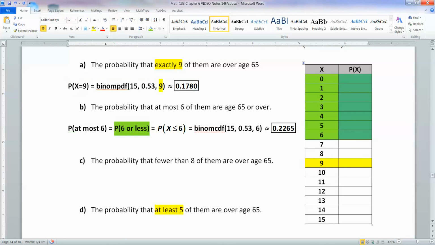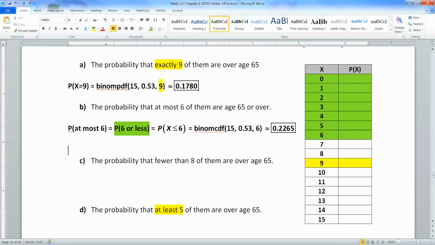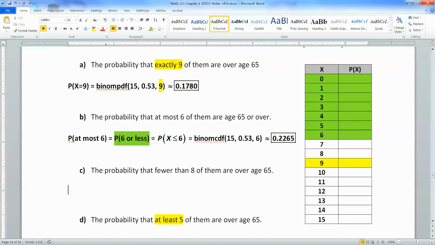Why not just use that fact? Nice, huh? I mean, you pay good money for the calculator, you might as well use it, right? All right, now what about the probability that fewer than 8? Fewer than 8 would be 7 or less, right?